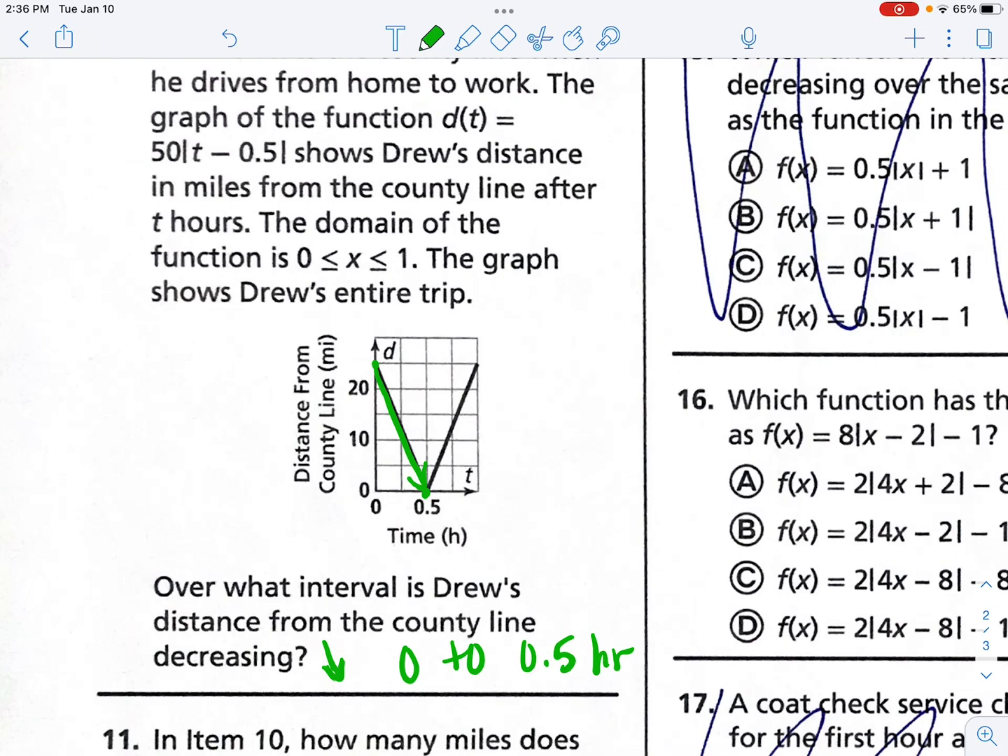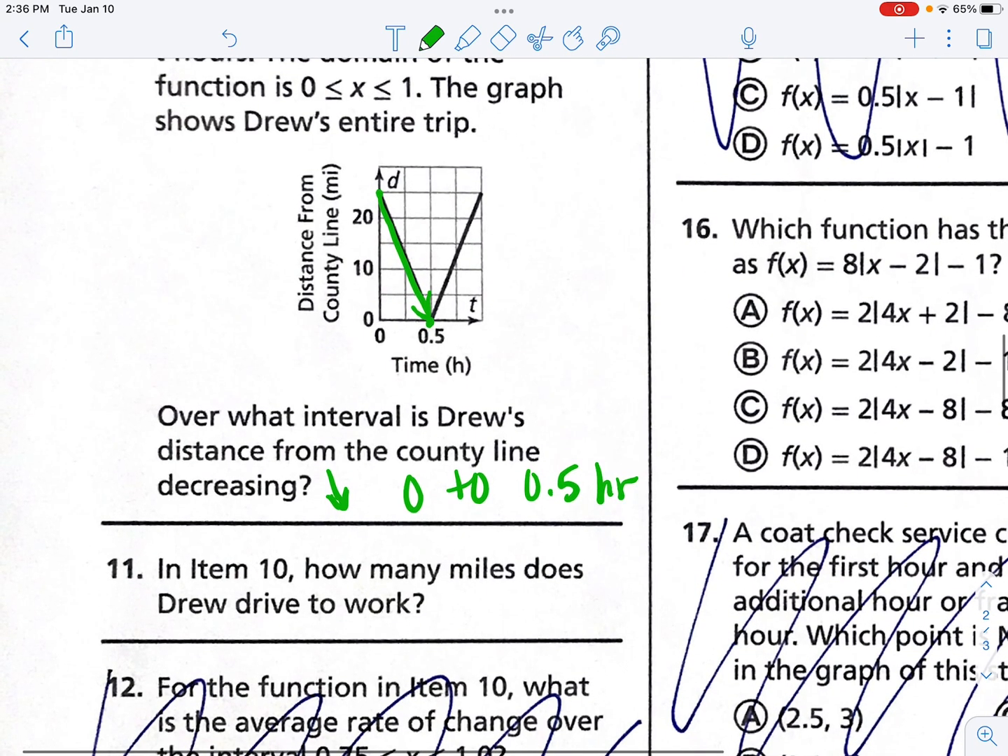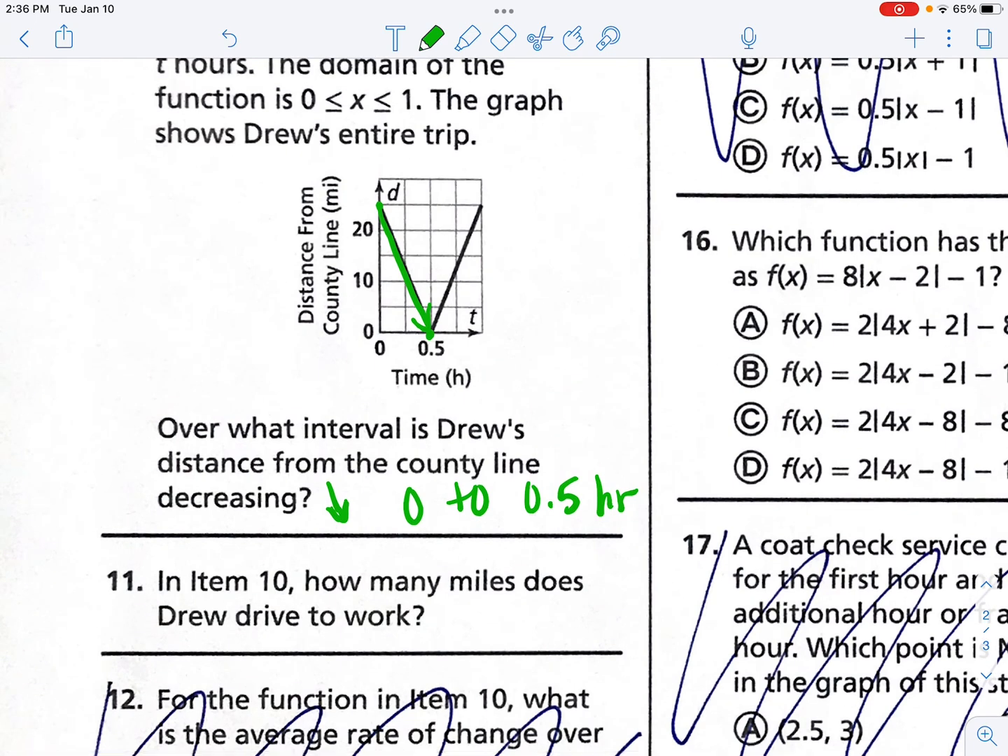And then if we look at number 10, it says how many miles does he drive to work? Notice here we're counting by 5s, it looks like, so this would be 25. So if he drives 25 miles to the county line and then 25 miles away from the county line, he has quite a commute to work. It would be 50 miles.